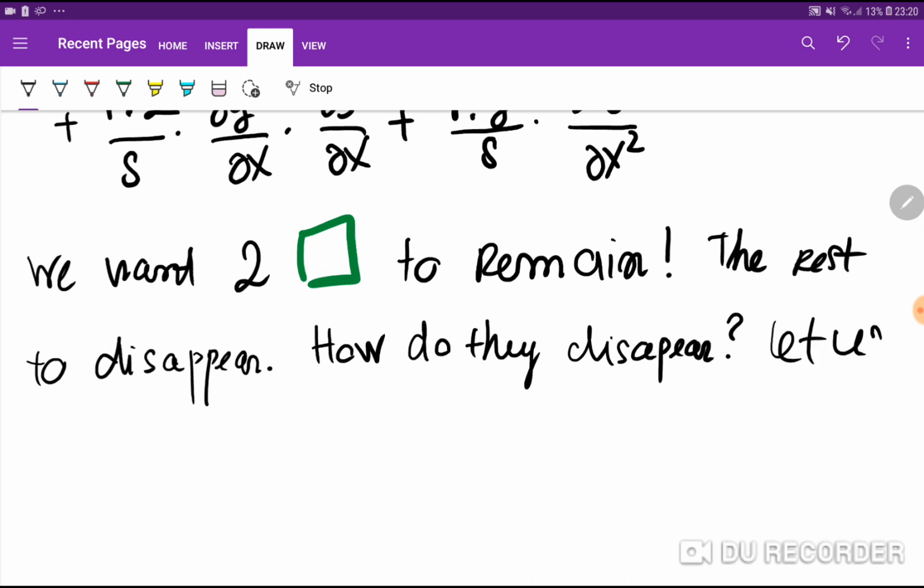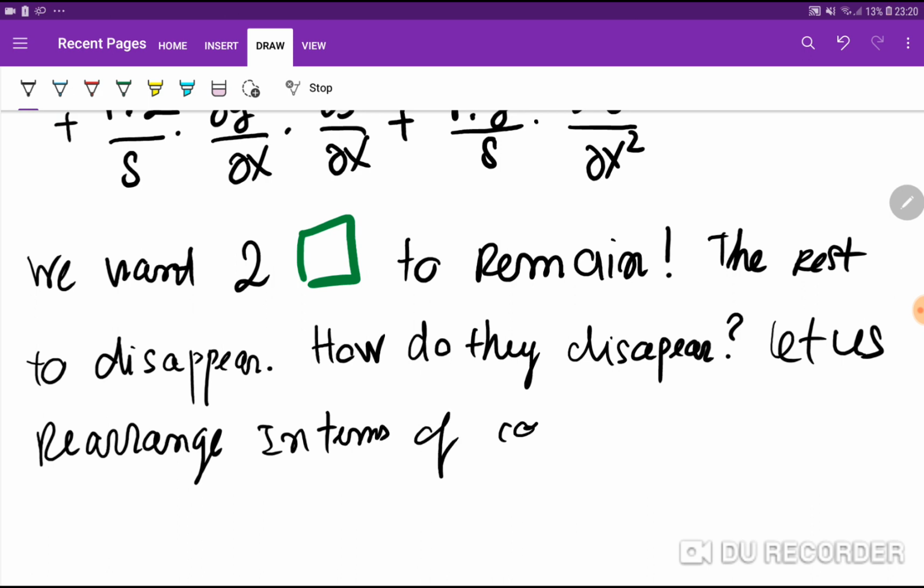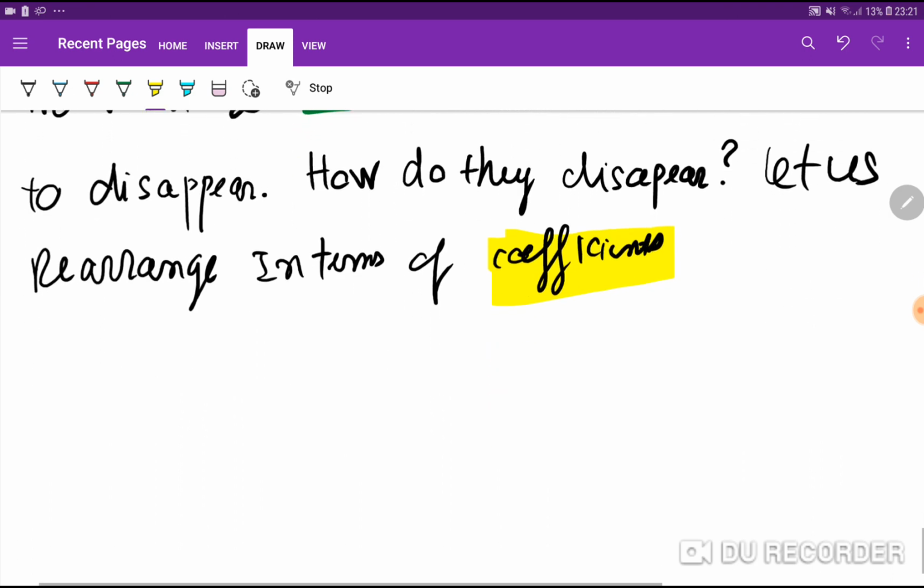Let us rearrange in terms of coefficient. So what do I mean by coefficients? Remember how I say these terms have to disappear. So what you're going to do is there's certain coefficient, in this case, it is g and partial g with respect to x. We want any term that contains those two coefficients to go, or in mathematical terms equal to 0. Okay, so I will do some arrangement and you see it immediately.